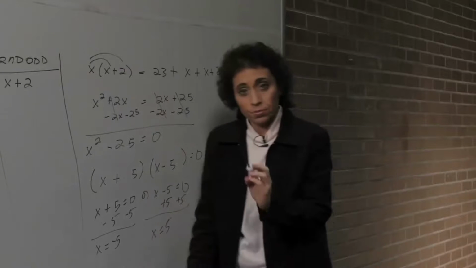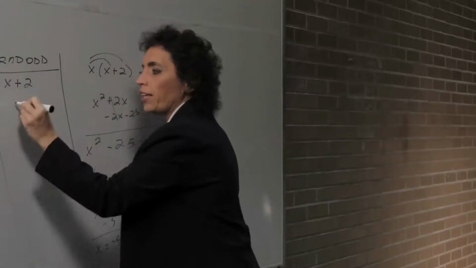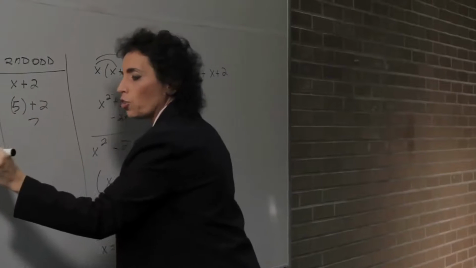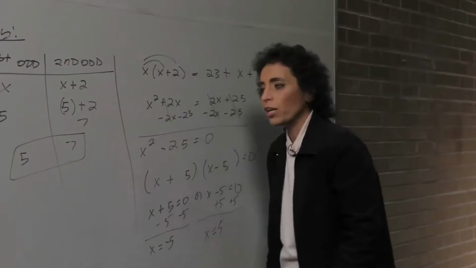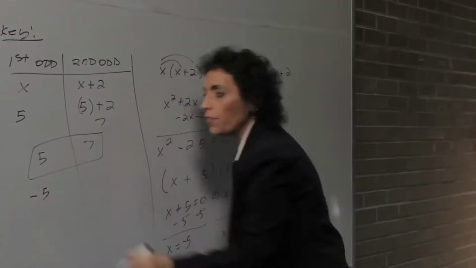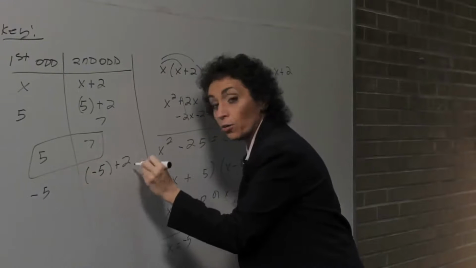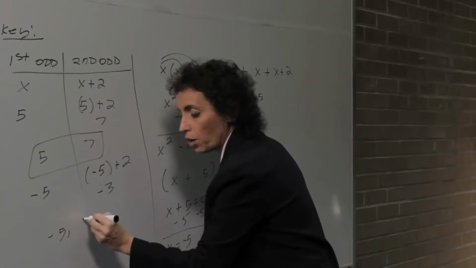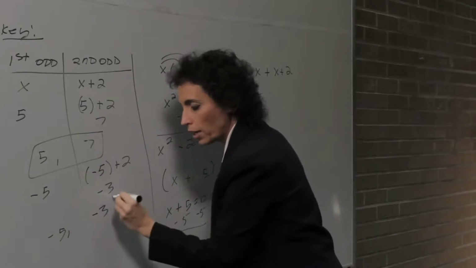Here's the deal. This is the real deal. If x is 5, then the other integer is 5 plus 2, which is 7. So one answer is 5 and 7. However, if the answer is negative 5, then the other answer is negative 5 plus 2, which is negative 3. So that's the other. We have 2 pairs of answers.